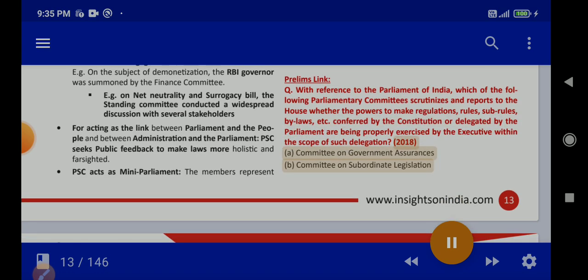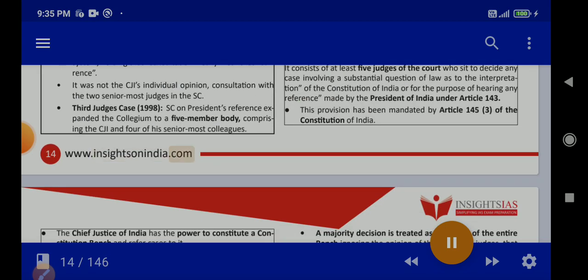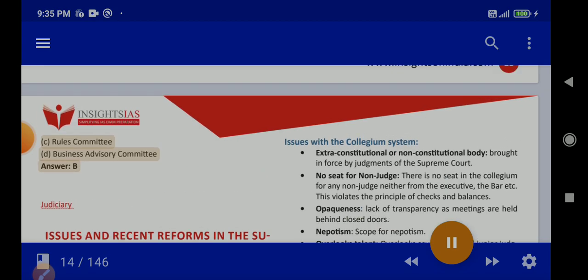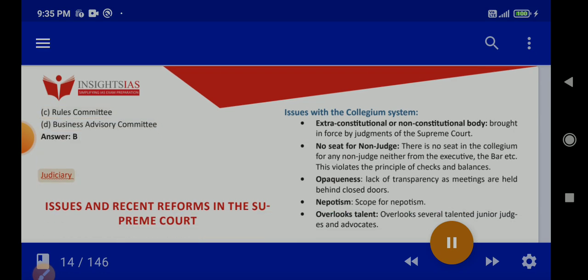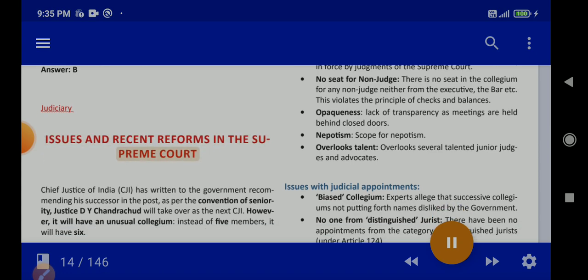2018. A: Committee on Government Assurances. B: Committee on Subordinate Legislation. C: Rules Committee. D: Business Advisory Committee. Answer: B.